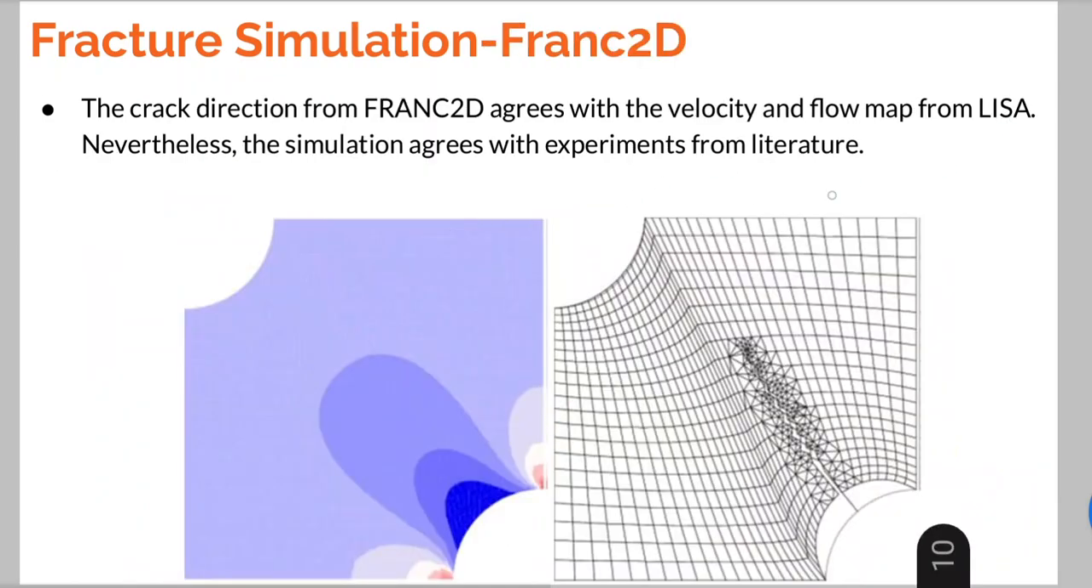The simulation of a fracture using Frank 2D: by using the same fluid pressure toward the wall of the hole, we can see the direction of the crack also has the same behavior, the same direction from right to left.